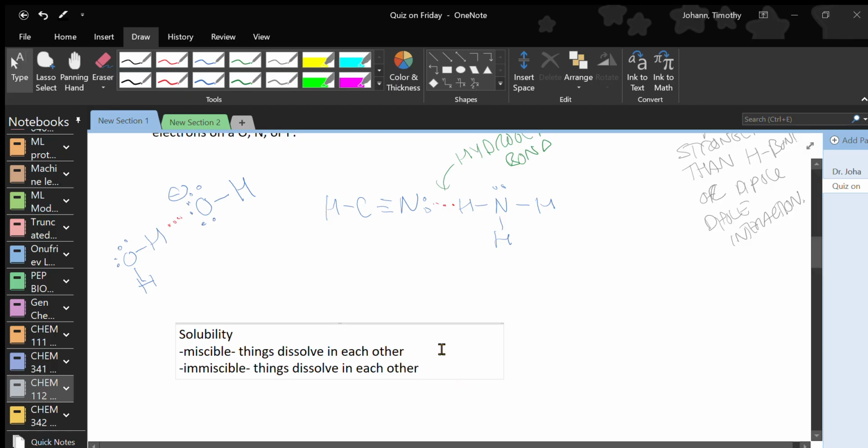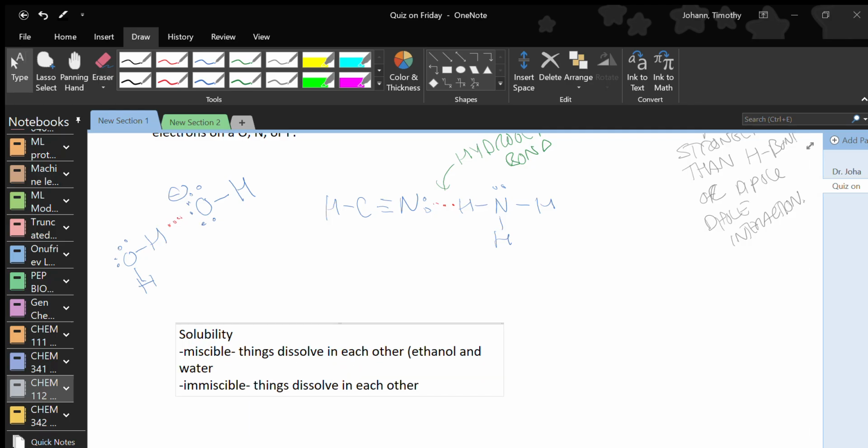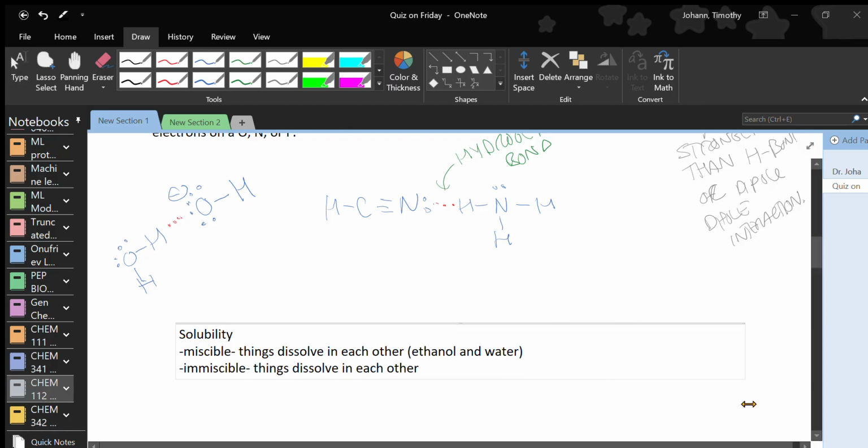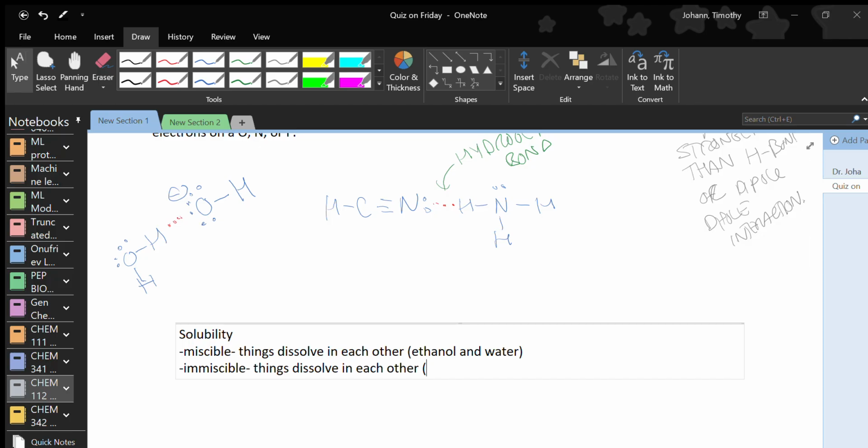An example, which the book likes, is ethanol, which is drinking alcohol, and water. Those things dissolve in each other regardless of the amounts you're putting in. And then things that don't dissolve in each other, you've probably seen oil and water, right? Oil and water, salad dressing, things separate out, you get two layers. You could take gasoline and water and mix them together and you would get two layers.